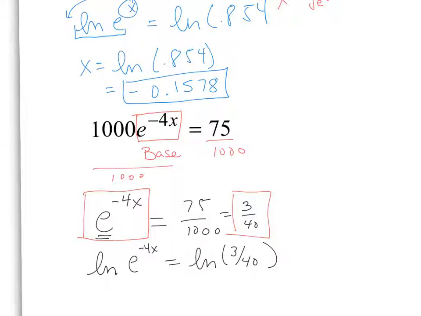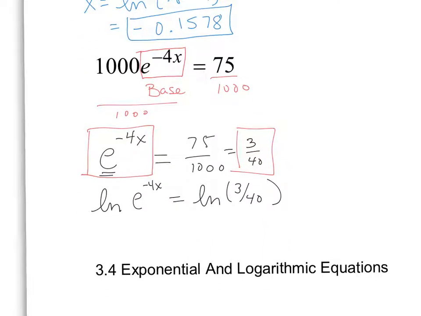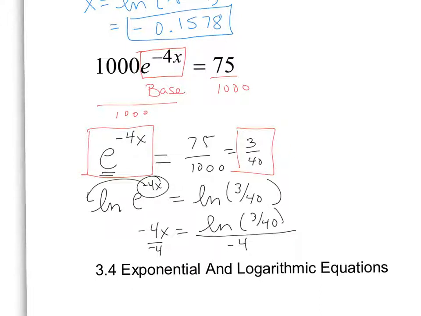Give myself a little bit more room here. That negative 4x comes out front, so I have negative 4x is equal to the natural log of 3 over 40. And to solve for x, I just divide both sides by negative 4. And this is your final answer in exact form.